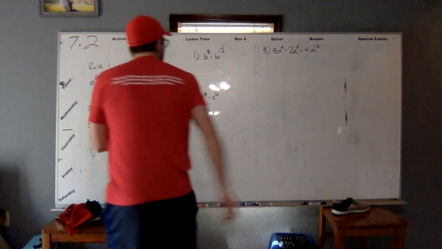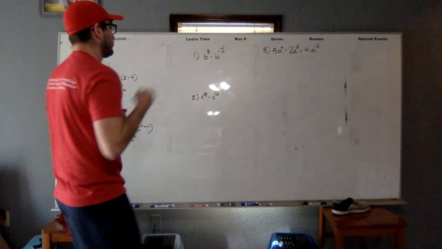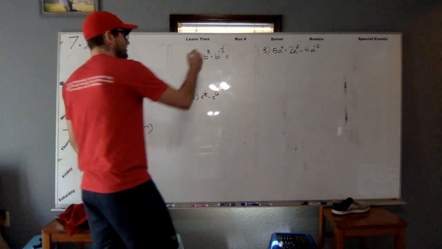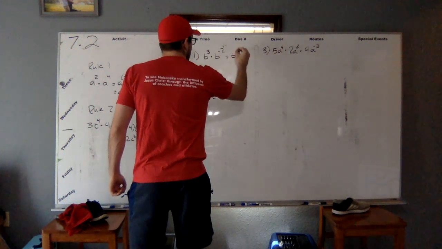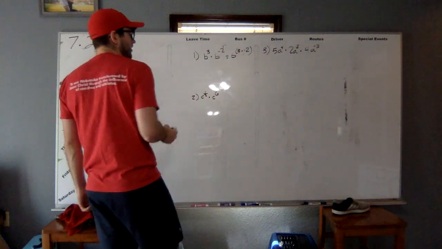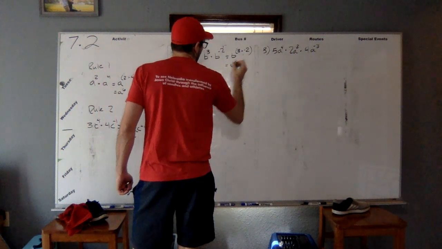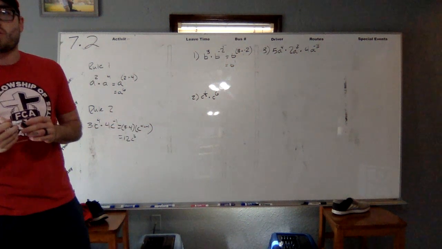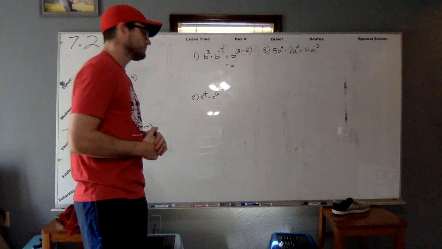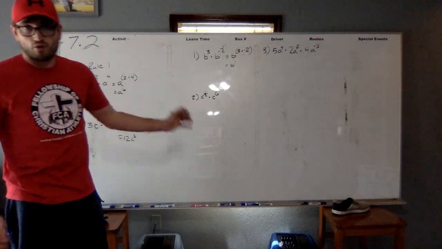So, for example, 1, pretty straightforward. b cubed times b to the -2. Same base, so that base is going to stay. And then I am going to add the exponents. So what I end up with is b to the first, which, by the way, you do not need to write the 1, because b to the first power is just b. So, pretty straightforward. That was our warm-up.